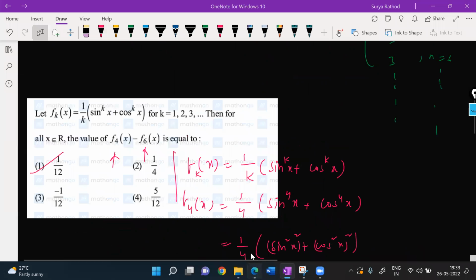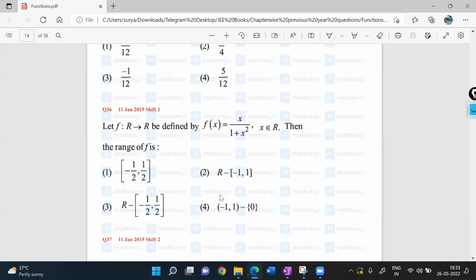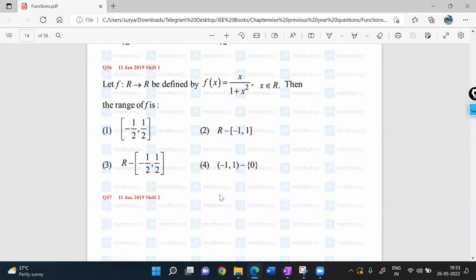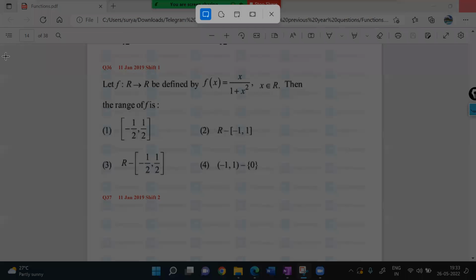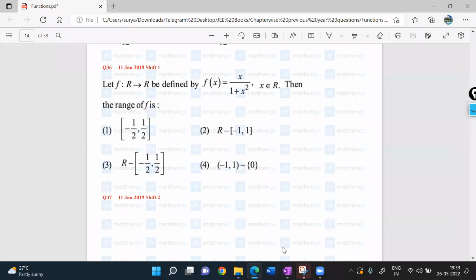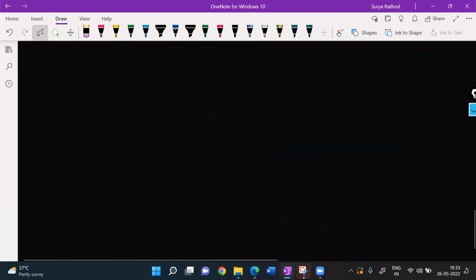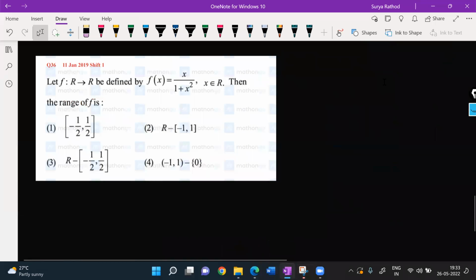G1, very good, G1. 36th one, everyone solve 36th one. That is 6th one, guys. Please make sure that you are getting into the habit of writing direct steps.